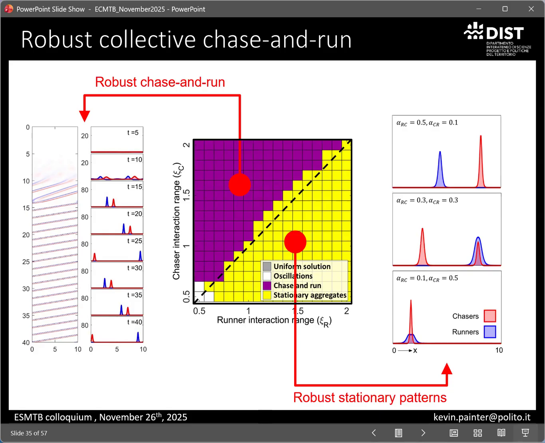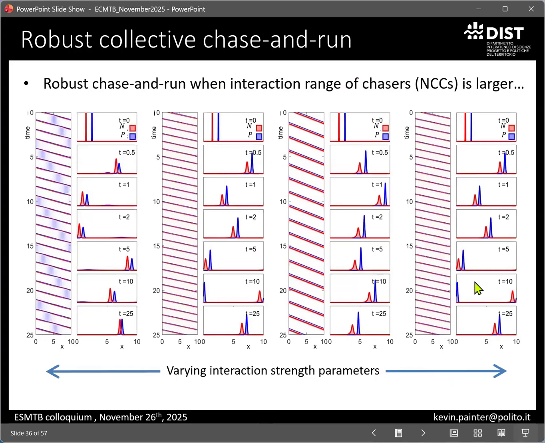And this does indeed seem to be an incredibly robust process, in that if you change those interaction strength parameters, where my chasers have the larger interaction range, pretty well wherever I select, I get a robust collective chase and run behavior. So it would suggest those different ranges of interaction could be crucial for generating this collective chase and run in a robust manner.